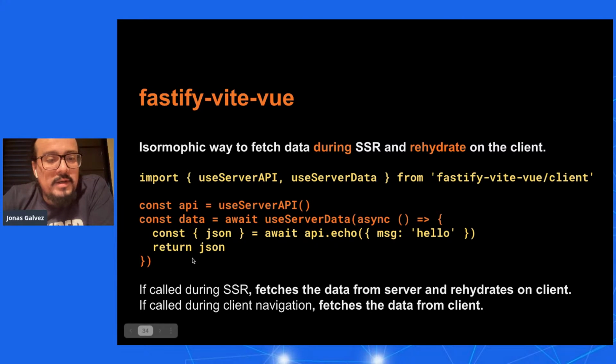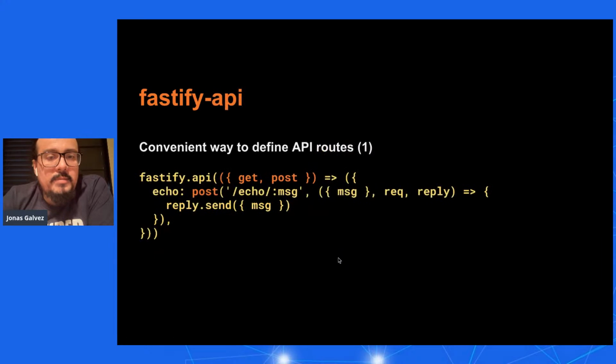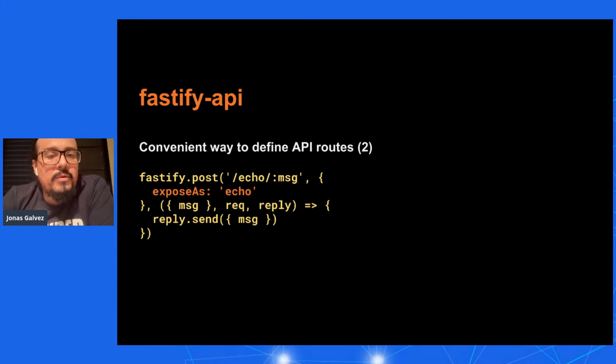And so in here, for instance, if it's called during SSR, it fetches the data from the server and rehydrates on the client. If it's called from client-side navigation, it fetches the data on the client directly, as an HTTP API call. And speaking of API, this setup includes the Fastify API plugin, which is a convenient way to define API routes in a way that we're able to expose them internally.